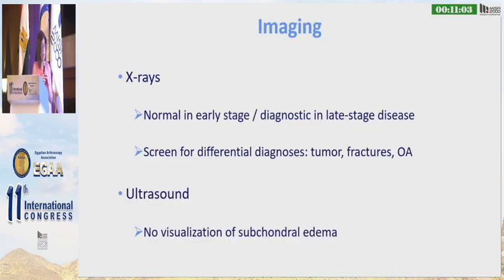And what about the imaging? The imaging is even more complicated because usually you ask for an MRI, you ask for an X-ray. The X-ray is totally normal in the early stage. You're going to see the effects of the bone edema if the bone collapses and it becomes osteonecrosis, so only in the late stages. But X-ray, of course, is always useful for differential diagnosis.